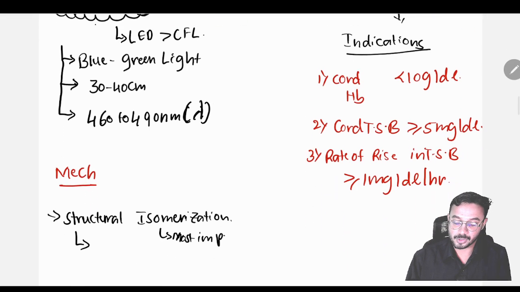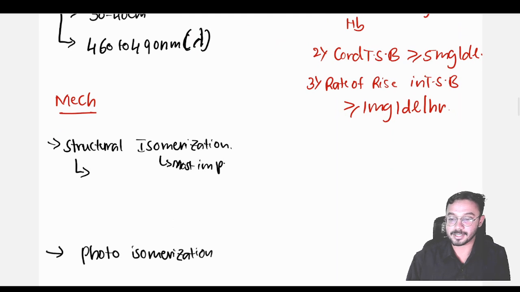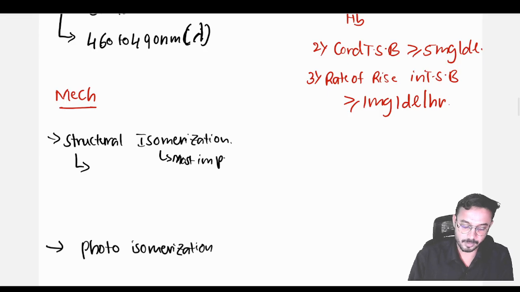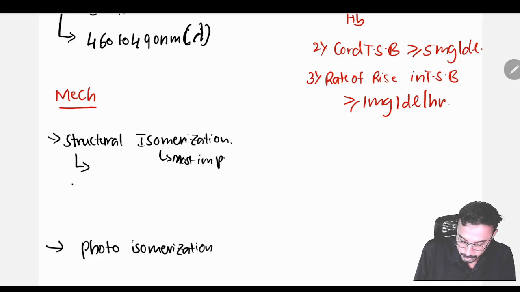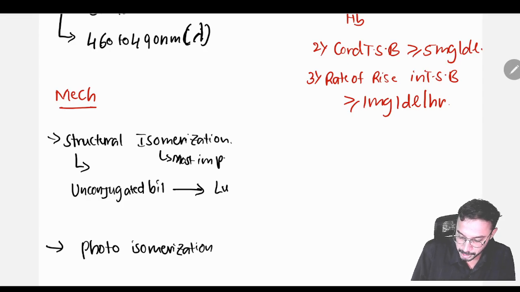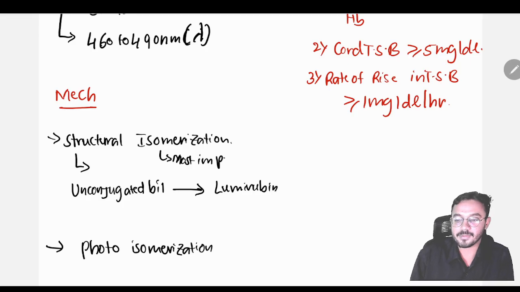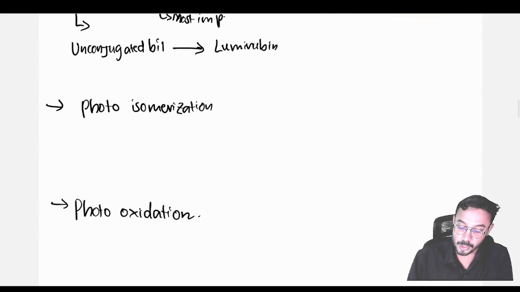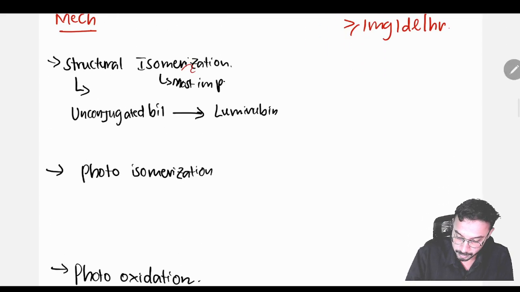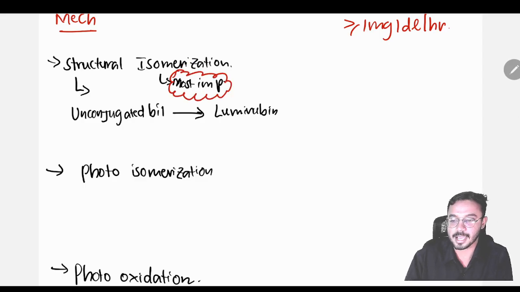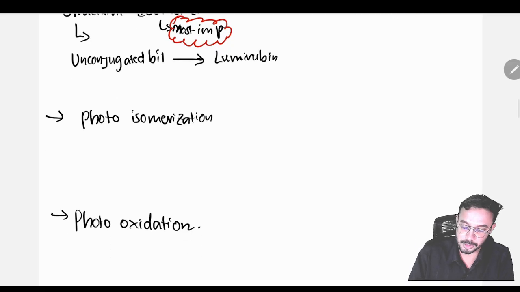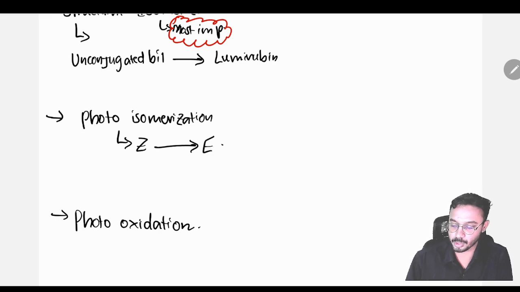And the mechanisms. The most important mechanism is structural isomerization. What happens here is that unconjugated bilirubin is converted into lumirubin. When it is converted into lumirubin, it can be excreted from the body. This is the most important step, structural isomerization. And what about photoisomerization? Z isomers are converted into E isomers. And the last step is photooxidation.